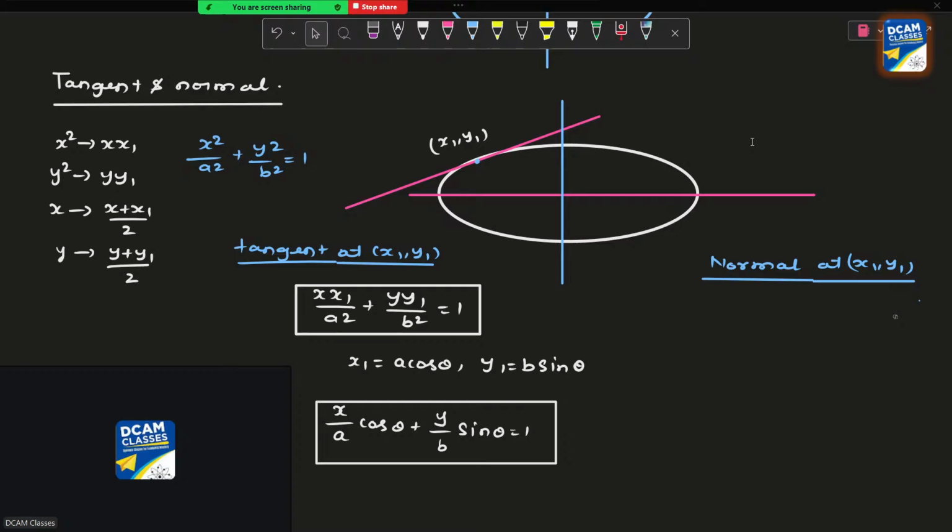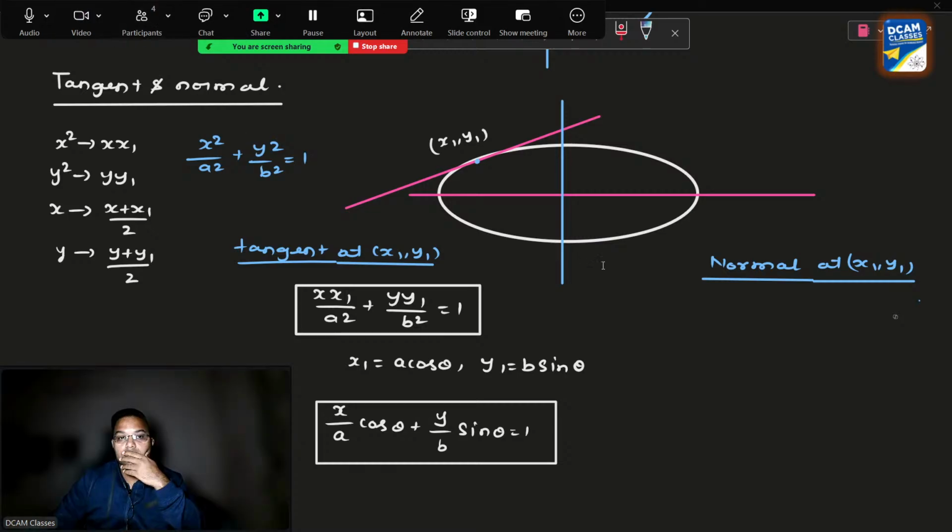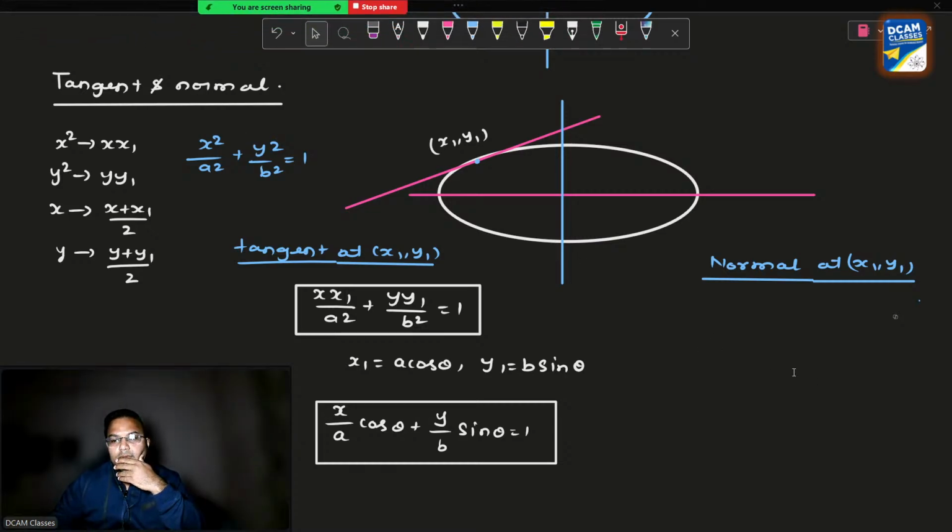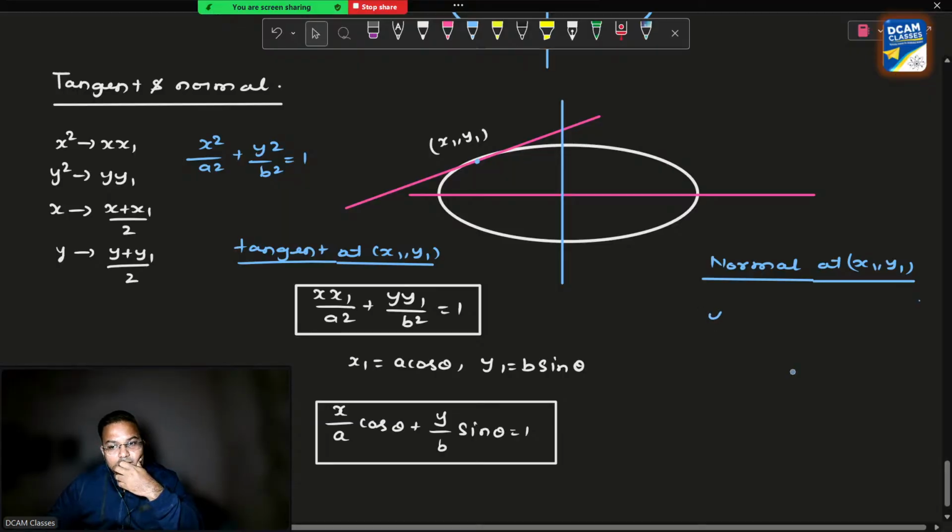Sir, I got something. Tell me. Y equal to minus a tan theta x. Tell me again. Y equal to minus a tan theta x. No, it's wrong.